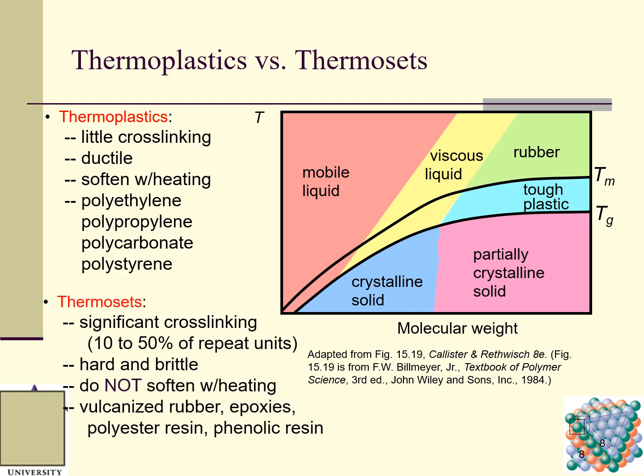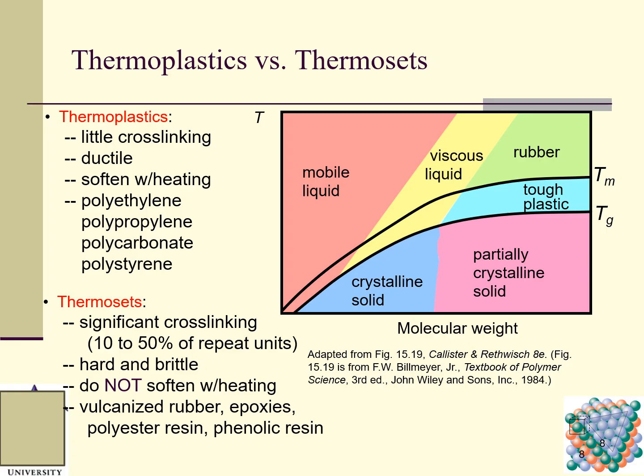And what are thermosets? On the contrary, thermosets have very different characteristics from those of thermoplastics. Thermosets are significantly cross-linked, on 10% to 50% of repeat units, are hard and brittle, and do not soften when heated. Examples are vulcanized rubber, epoxy, polyester resin, and phenolic resin.